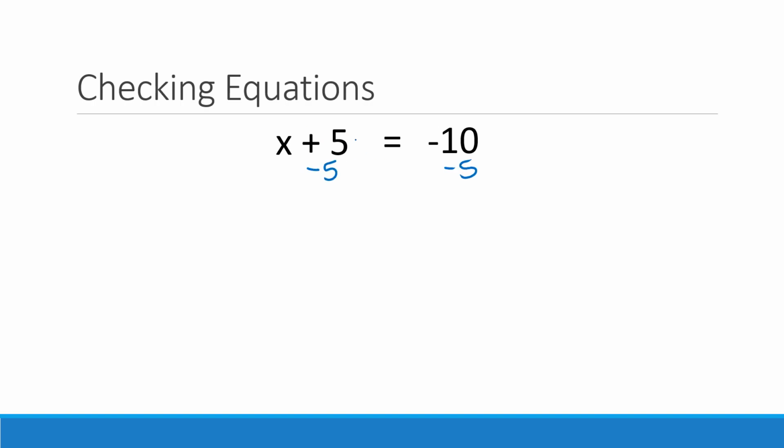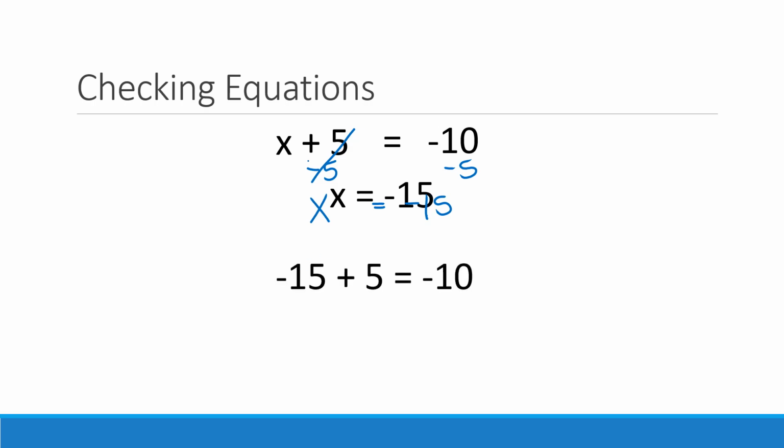With an equation, whatever you do to one side of the equation, so if we want to get rid of this by subtracting 5, we have to do the exact same thing to the other in order to keep it balanced. So now we've isolated x. Negative 10 minus 5 gives me negative 15.